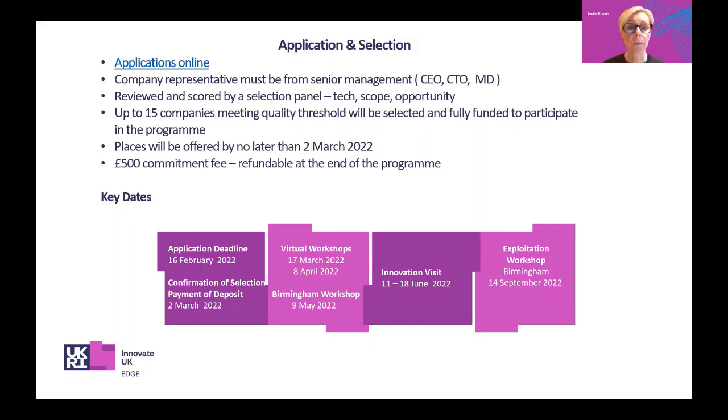And there is a refundable commitment fee of £500. That's refundable at the end of the programme, but we do take that to ensure that people really commit to the programme and participate in every single phase. And then we have the other key dates here. As I said earlier, we will run 3 workshops. We do 2 virtually, and then we'll all come together in Birmingham just before we go out on the visit, and we'll do different activities in all of those workshops.